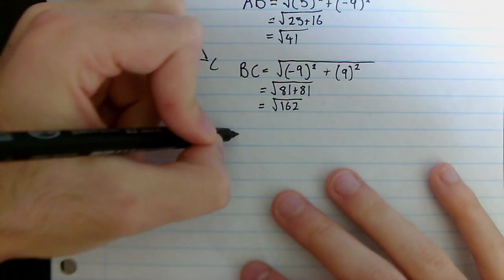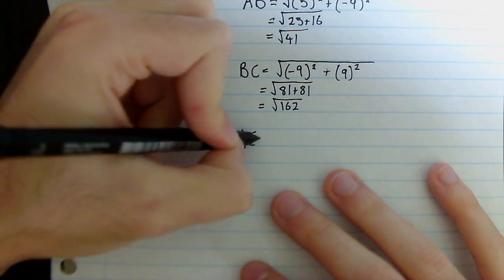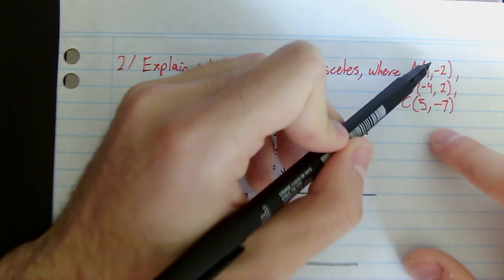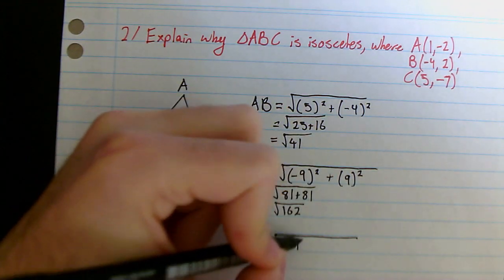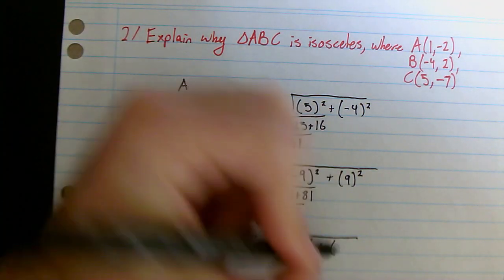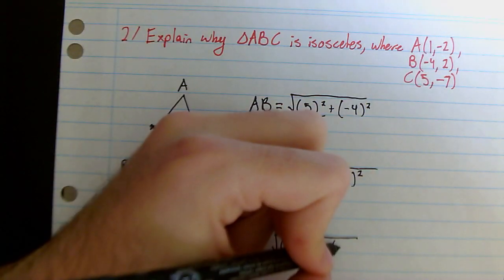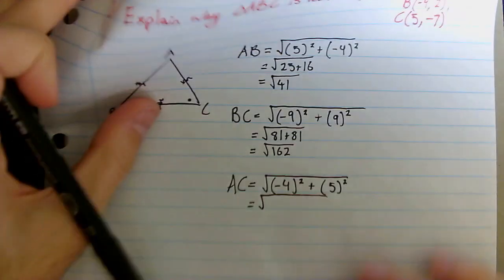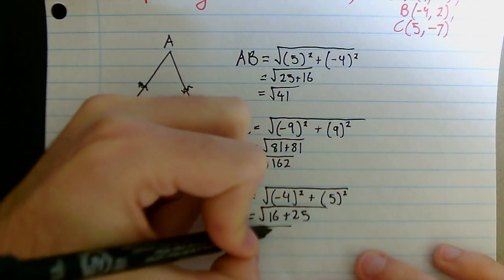And then the final thing we have to consider is the length AC. So AC is equal to the square root of x2 minus x1, and we're considering A and C, so it's going to be 1 minus 5, which is negative 4, squared, plus y2 minus y1, which is negative 2 minus minus 7, which is negative 2 plus 7, which is 5 squared. That's equal to the square root of 16 plus 25, which is the square root of 41.